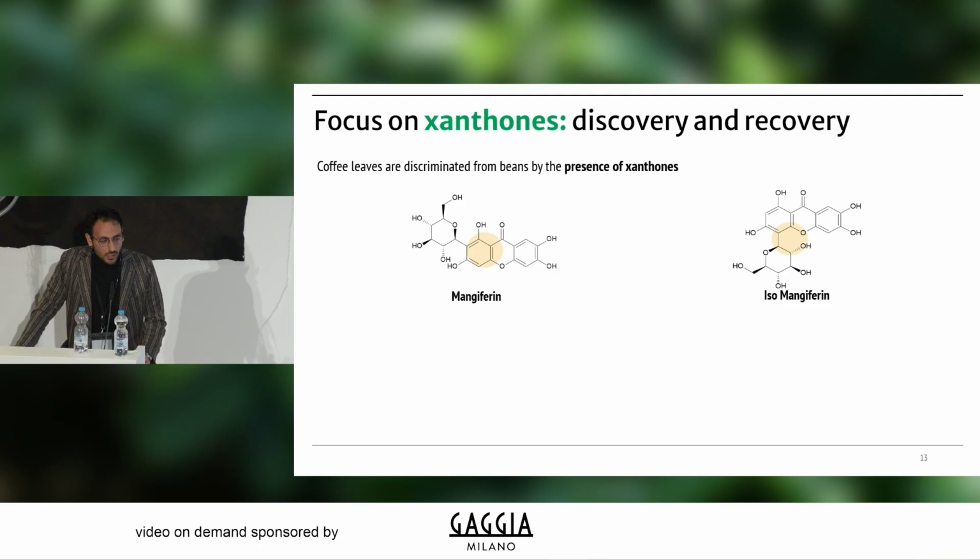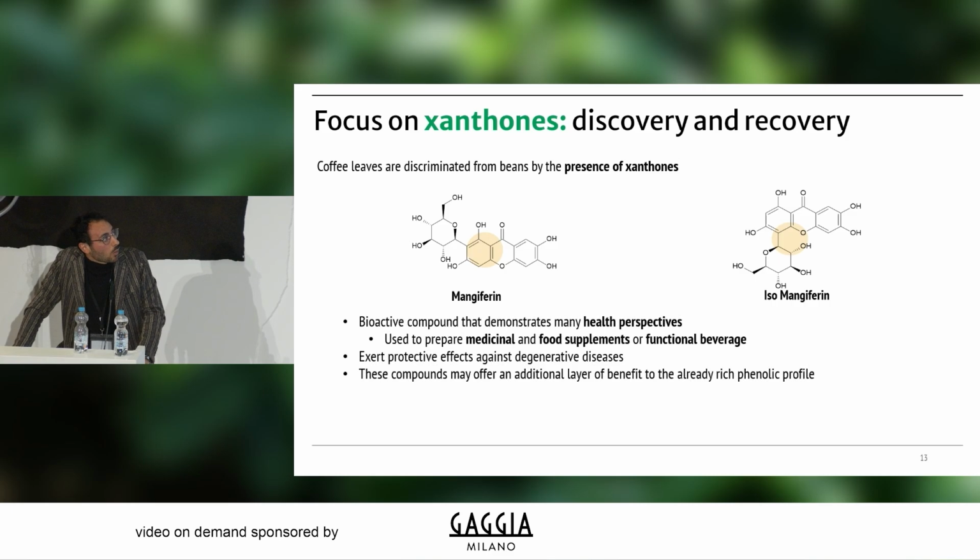The second example that I want to share with you is a proof of concept of work that is still ongoing. So the discovery and the recovery of compounds. So we know that coffee leaves are discriminated from the beans by the presence of these chemical classes, so xanthones. And the mangiferin and isomangiferin are quite interesting because they were first discovered in another tropical crop, such as mango. So mangiferin and isomangiferin are quite interesting because they demonstrate many health perspectives. In particular, they exert a protective effect against degenerative disease.